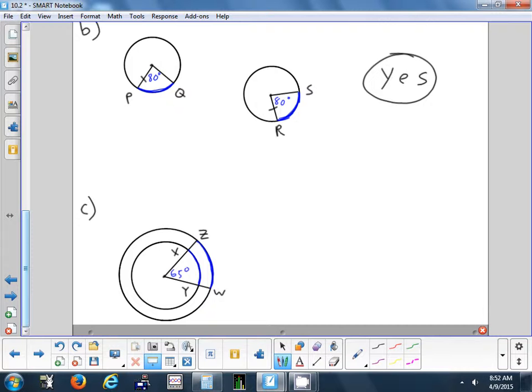Last one. Do we have the same circle here? No. Do we have congruent circles? No. These are not congruent arcs. One other question. Do the arcs have the same measure? Yes. Both of these arcs are 65-degree arcs. They have the same central angle, but the circles are not congruent, and they're not the same circle. So you've got to have both of those, either the same circle or congruent, and the same measure. This just has the same measure. Okay, question on that? All right.